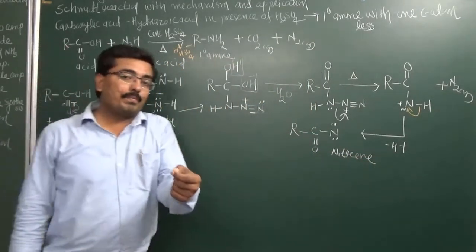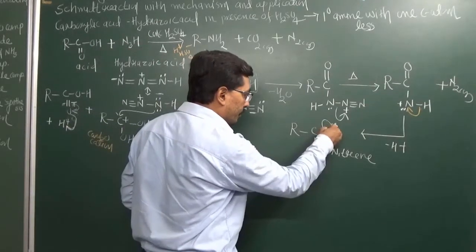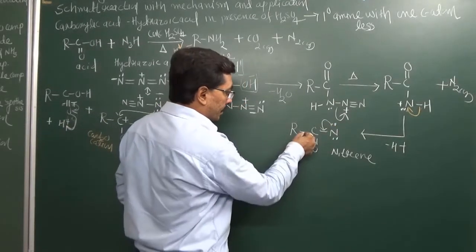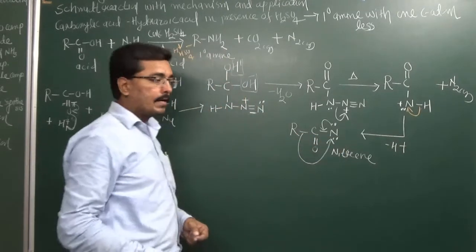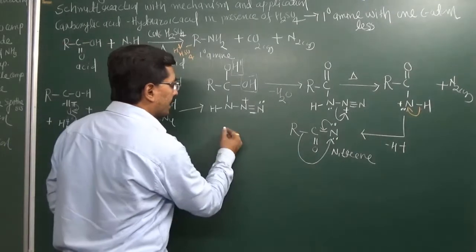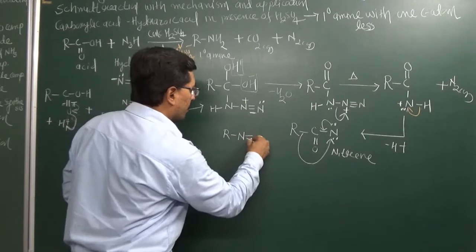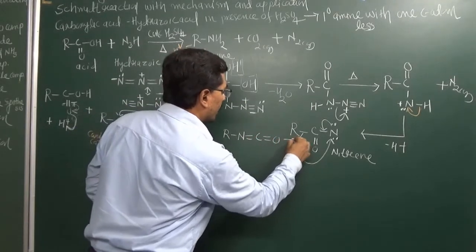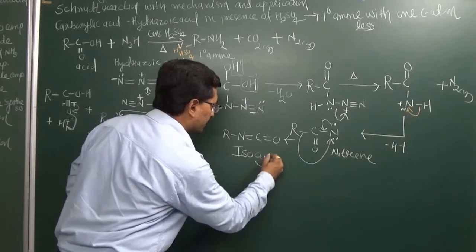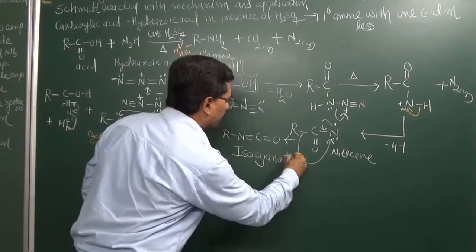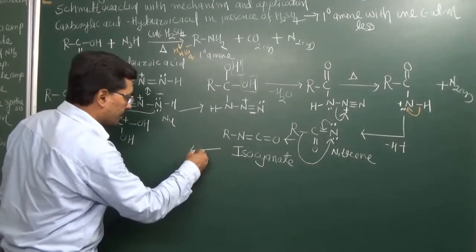Now the nitrene obtained is unstable, so in order to obtain stability, nitrogen gives an electron pair to carbon, and here this electron pair, the alkyl group with the electron pair, transfers onto nitrogen. So as a result, we get the structure R, N double bond C double bond O, and this structure is known as an isocyanate.